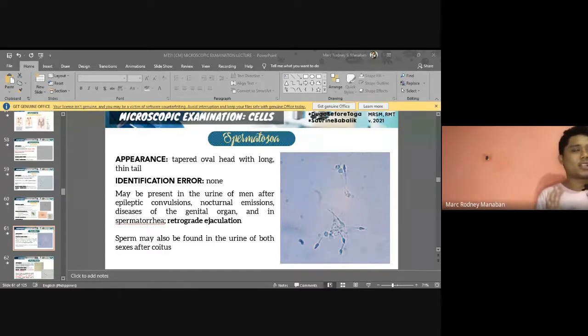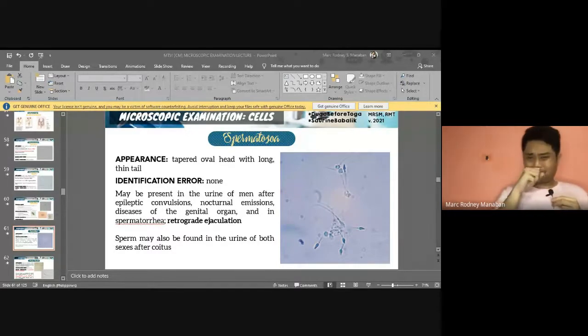But there are some instances, such as in males, where we have what we call retrograde ejaculation. When we say retrograde ejaculation, instead of the semen going outside, it goes back into the bladder. It moves backward. It could be there's a problem in the muscles in the urethra controlling the ejaculation. Another one is spermatorrhea. When you say spermatorrhea, there is excessive, involuntary release of semen even without arousal. Even if the person is not aroused and has not done anything, the body keeps producing sperm or semen. So that's involuntary. That's what you call spermatorrhea.